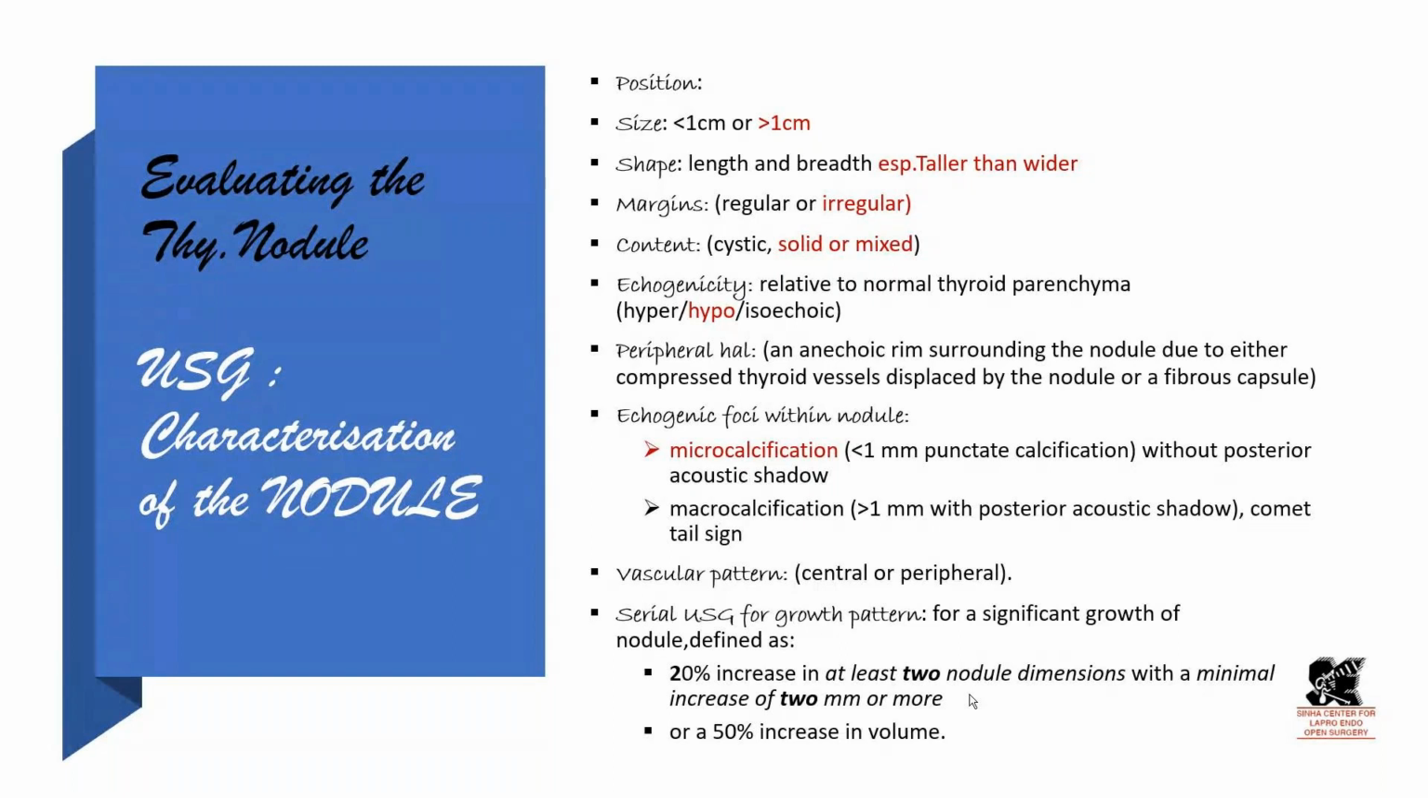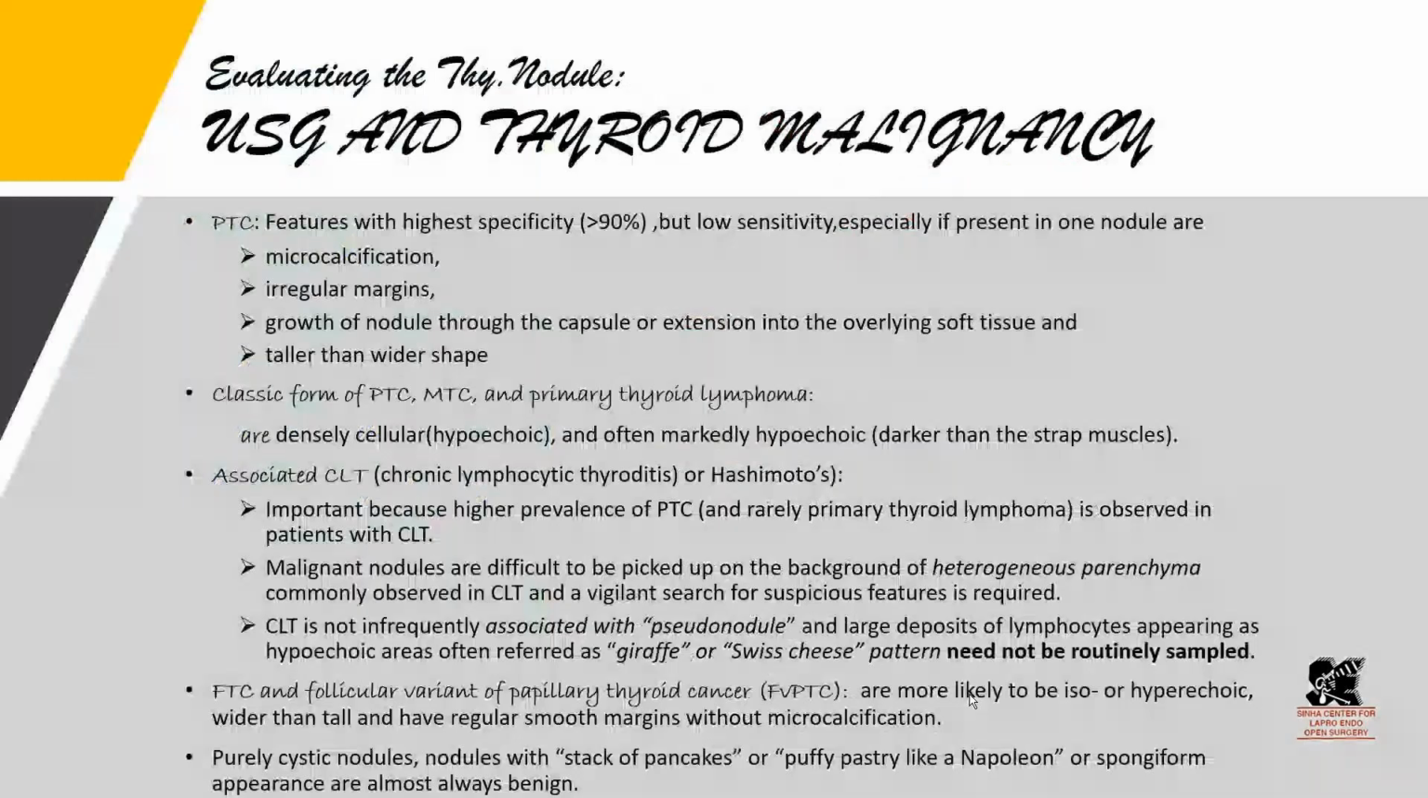Now, evaluating the thyroid with the ultrasound, what are the features that are found in various malignancy? Papillary thyroid carcinoma, very high specificity with an ultrasound. Ultrasound can tell you more than 90% of the time that yes, this is probably a PTC. High specificity basically tells you it's not something else. A low sensitivity is the problem with an ultrasound and a PTC. But what are we looking for? A microcalcification, irregular margins, growth, and taller than wider shape.